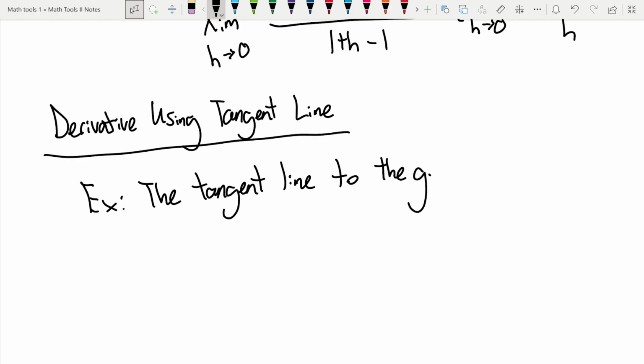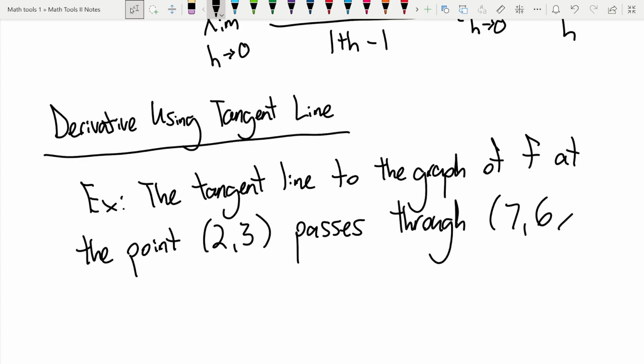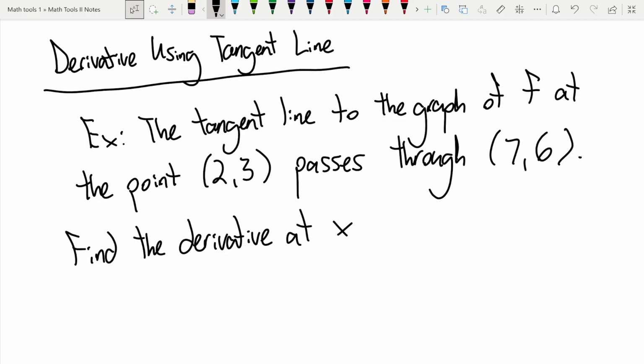But let's say we have an example where we're told that the tangent line to the graph of f at the point 2, 3 passes through 7, 6. Okay. So we want to find what we would call the derivative at x equals 2, or at the point 2.